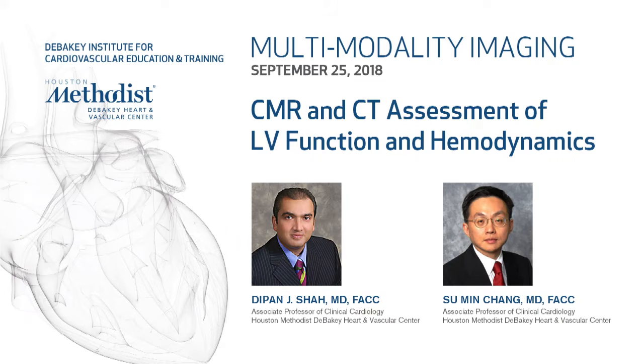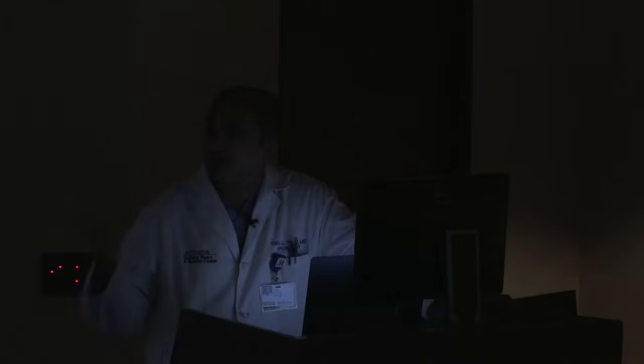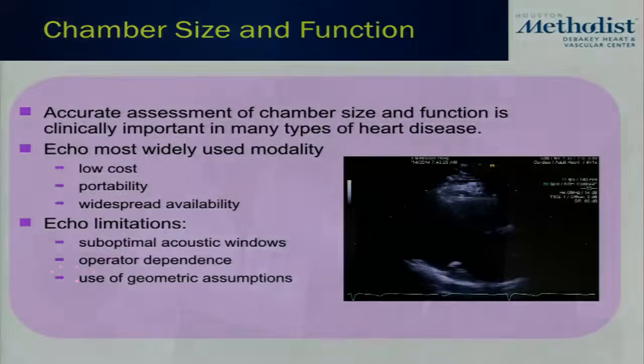So to start with, obviously, accurate assessment of both chamber size and function is critically important in a variety of different heart disease conditions. And so as cardiologists, this is probably one of the basic pieces of information that we try to derive. Now, typically, your assessment is going to start with echocardiography because it's low cost, portable, has widespread availability, but there can occasionally be limitations with the echo, such as suboptimal acoustic windows. There's some operator dependence. And then also, as Dr. Naga will talk about a little bit next week, there can be the need for some geometric assumptions.